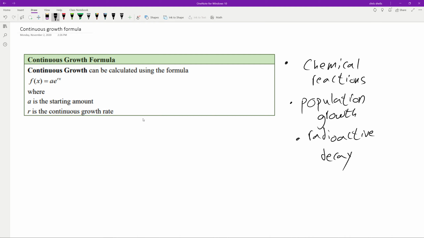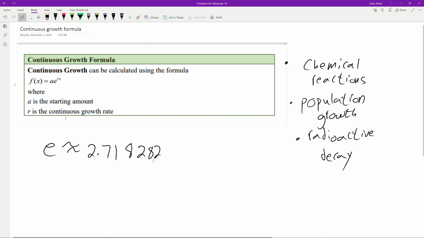This is actually a very simple equation. Here, f of x equals a times e to the rx. And e is also called Euler's number. This is about, like we saw on the last page, 2.718. This is a very special number, just like pi. And we should have a button on our calculators for this in the same way that we have a button for pi.